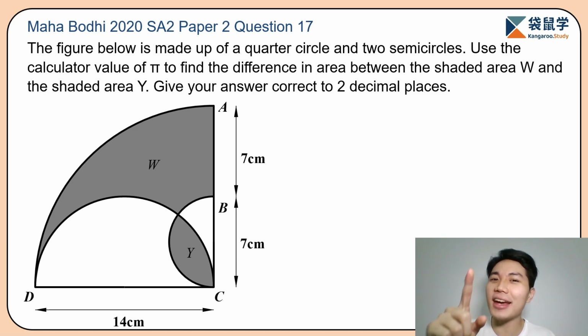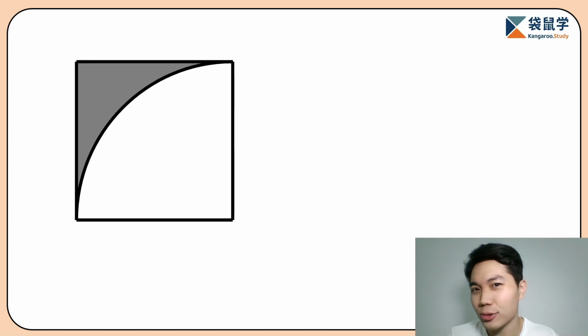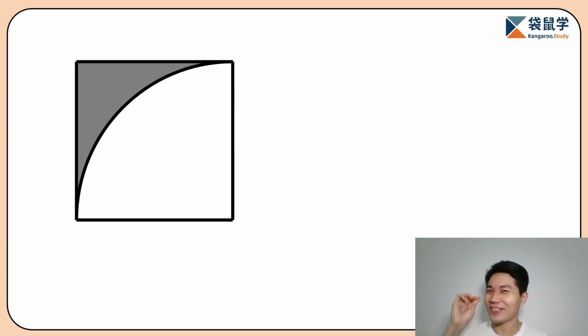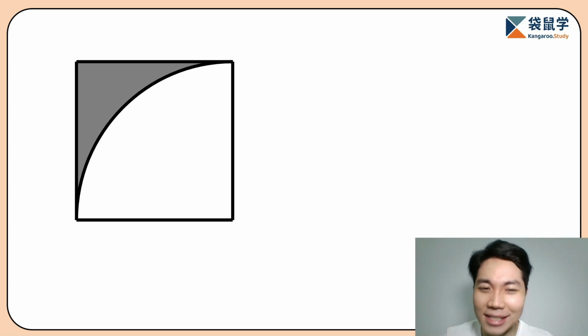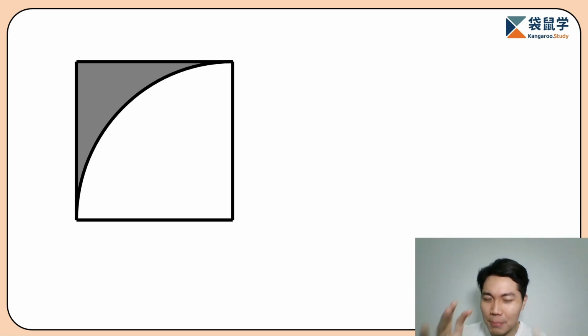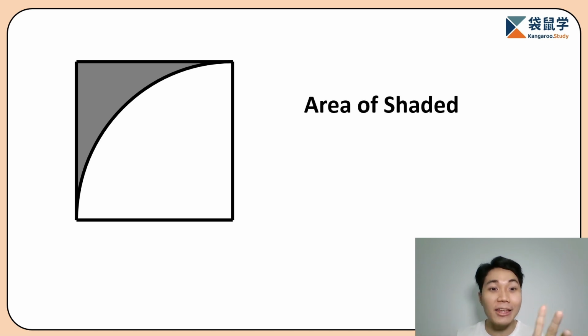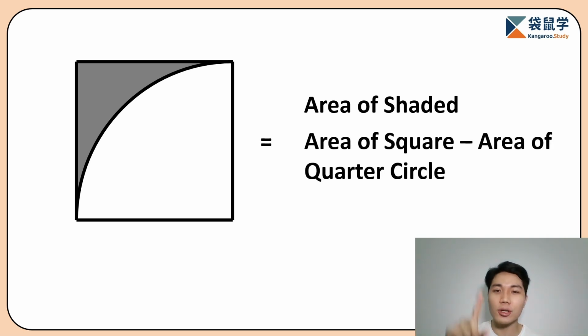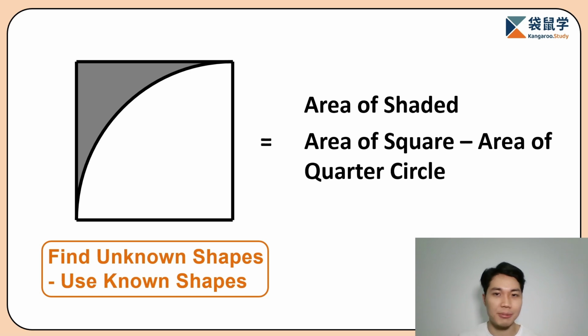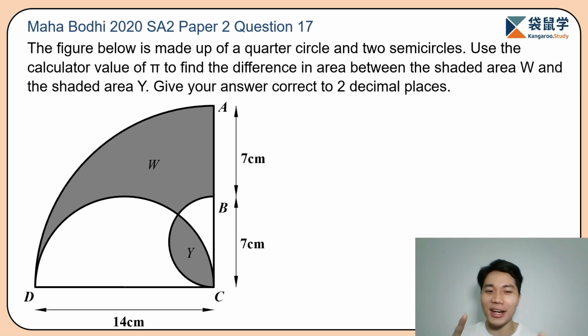So can you find the area of this next figure that I will show you? This shaded area. At this point, many students will be able to see, actually I can just calculate this unknown shape here, the area of the shaded, by using some known shapes, right? Such as the square and the quarter circle. Take the square minus the quarter circle, I get the area of the shaded. So first point of knowledge here is that to calculate some unknown shapes, we use the known shapes. Now let's come back to this question and try it out.